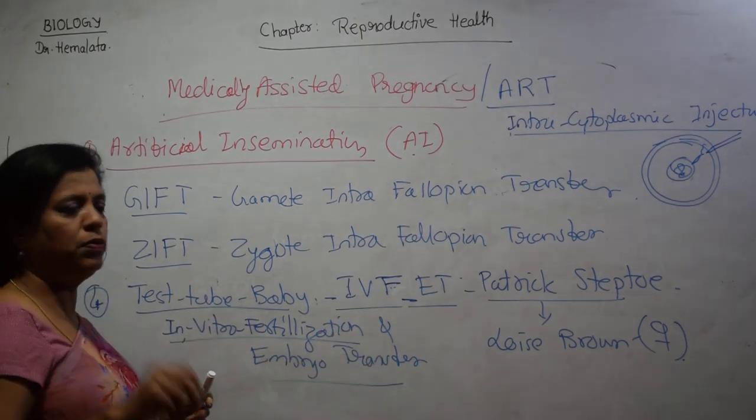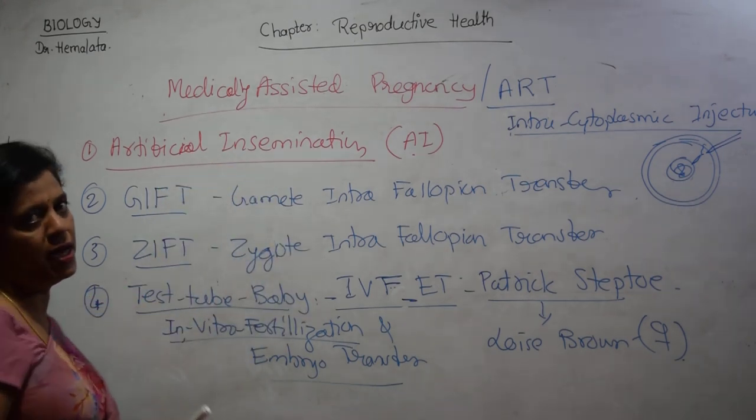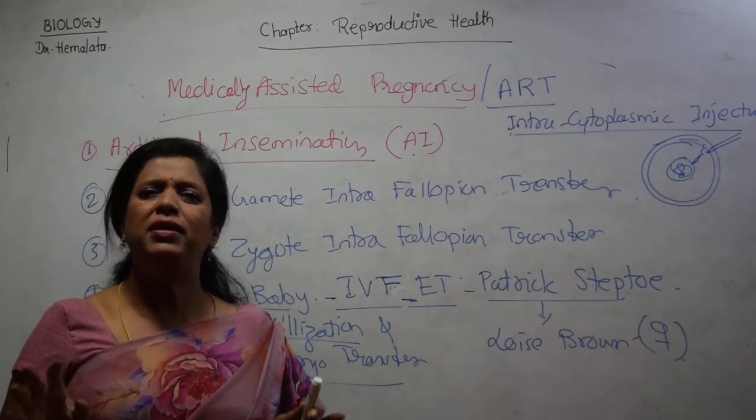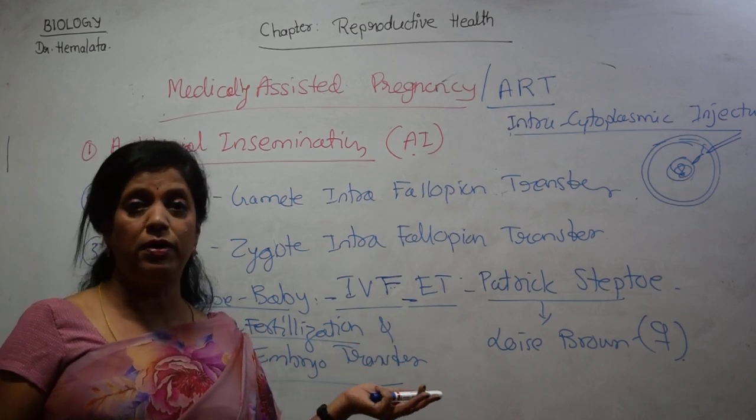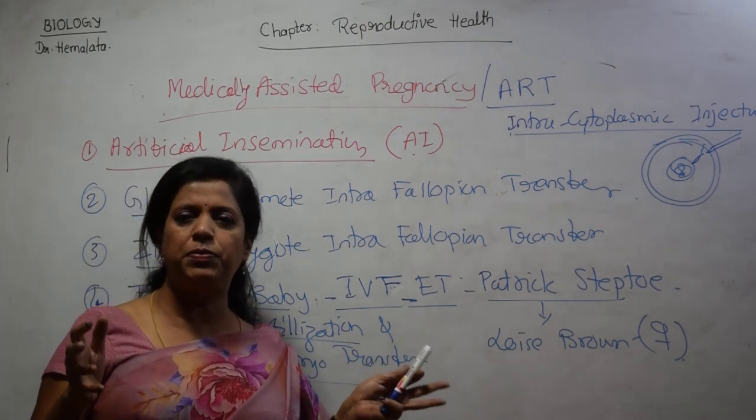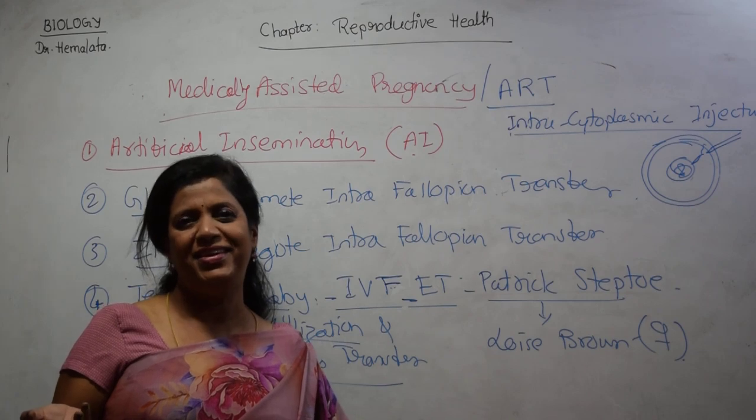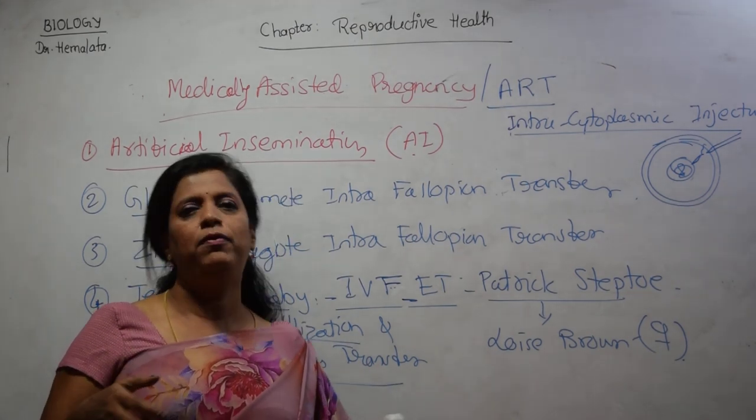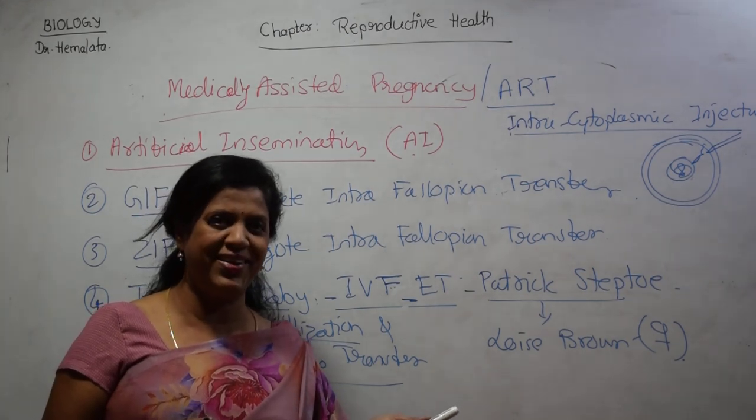It may be a 2-mark question on the procedure, or they may ask what are GIFT, ZIFT and AI. So understand this, and it's simple to write also compared to the other parts we have learned, with the depth of the drawing and all. There is nothing, only the description. Understand thoroughly, then you can reproduce or write it very easily, right? So after this we will go to sexually transmitted diseases and end this chapter. Okay.